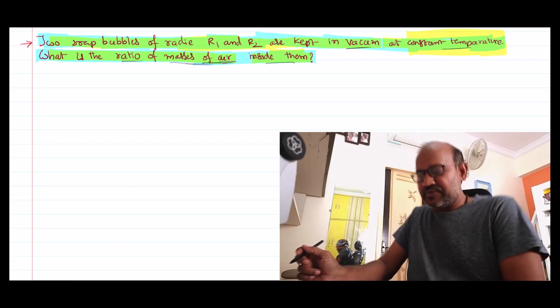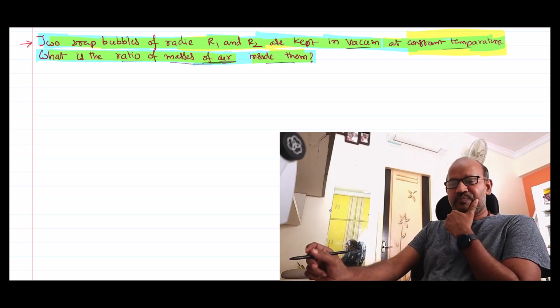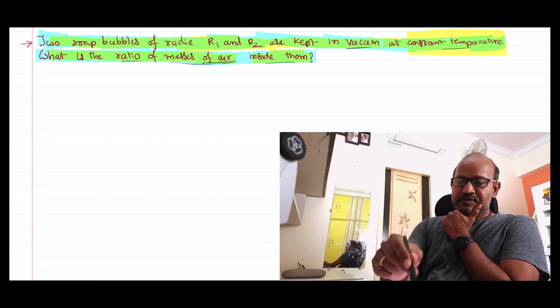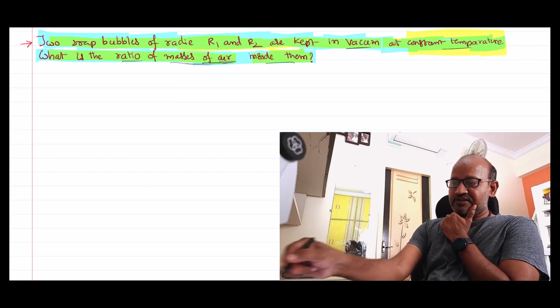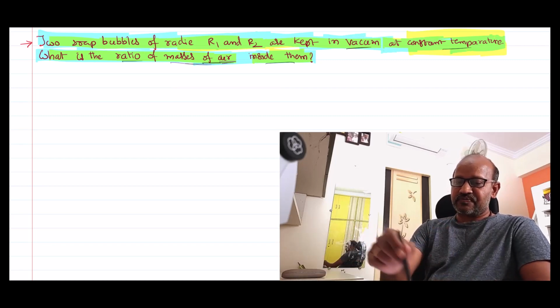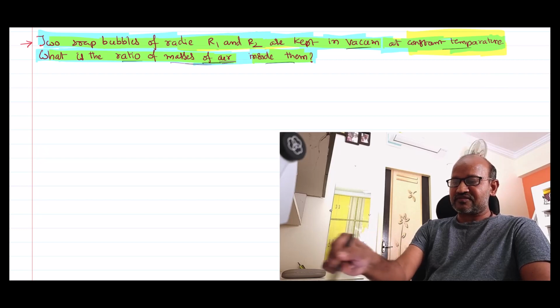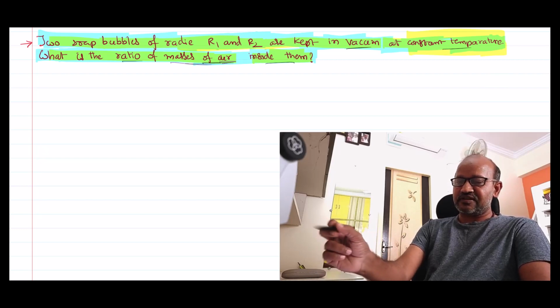Here in this video, we are solving a very small problem. The problem is like this. There are two soap bubbles, each of radius R1 and R2, and they are kept in vacuum at a constant temperature. What's the ratio of the masses of the air inside them is the question.